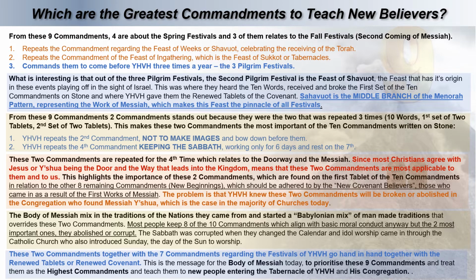Now these two are the most important, because Yahweh knew that after the first coming of Mashiach, these are the two ones they will break. So we know that the images one is broken by the Catholic Church. They brought images back into the religion. And also within Christianity, not bashing anyone, they make Yeshua an image.